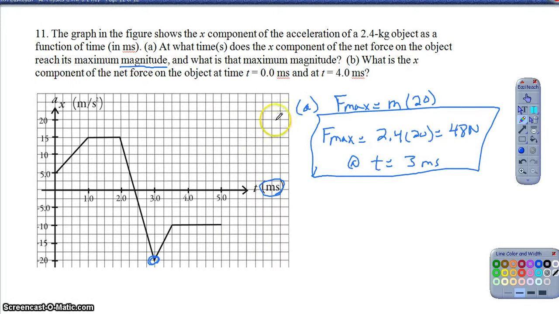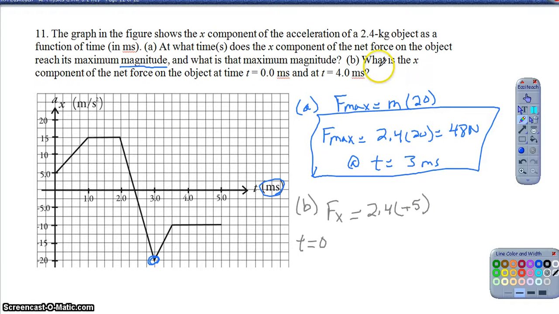Part B, what is the x component of the net force at t equals 0 and at 4.0? Okay, so really for part B, again, nothing too crazy here. The x component of the net force, which is what this graph is showing me, so at a time of t equals 0, well, I just look at my acceleration at that point. My mass is again still 2.4. My acceleration at that point is a positive 5.